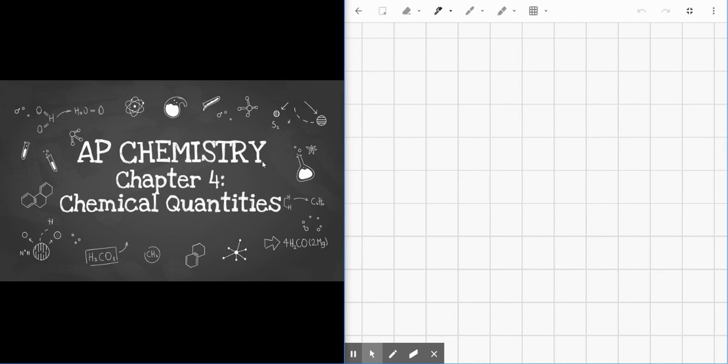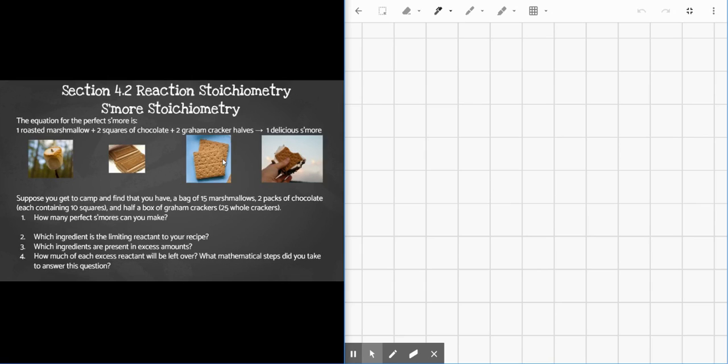Section 1 of Chapter 4 goes over climate change and the production of carbon dioxide from the burning of fossil fuels. Read that on your own. It's just one short page. Section 2 is where we're going to begin today.